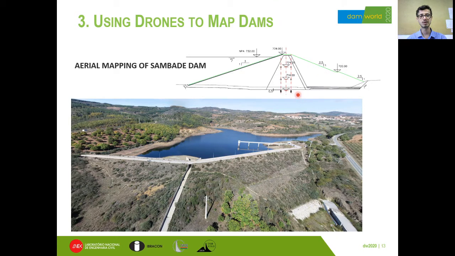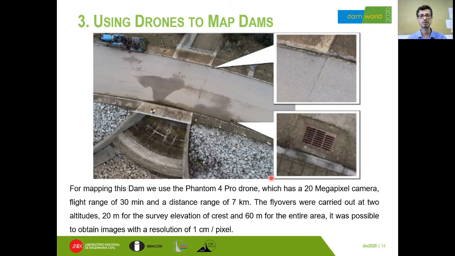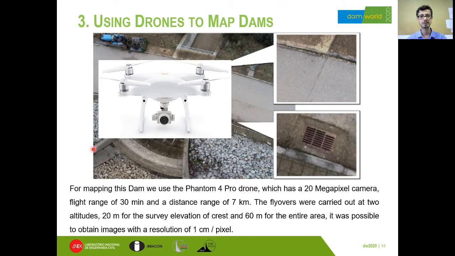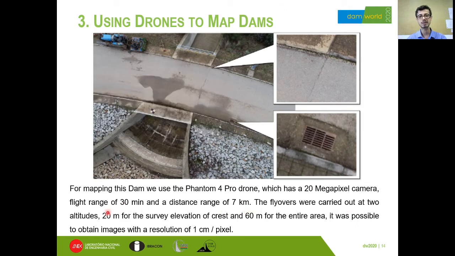The dam has a maximum height of 29 meters and about 327 meters of development. For mapping this dam, we used the Phantom 4 Pro drone, which has a 20 megapixel camera, a flight range of 13 minutes and a distance range of 7 kilometers. The flyovers were carried out at two altitudes, 20 meters for surveying the elevation of the crest and 16 meters for the entire area. It was possible to obtain images with a resolution of 1 centimeter per pixel.